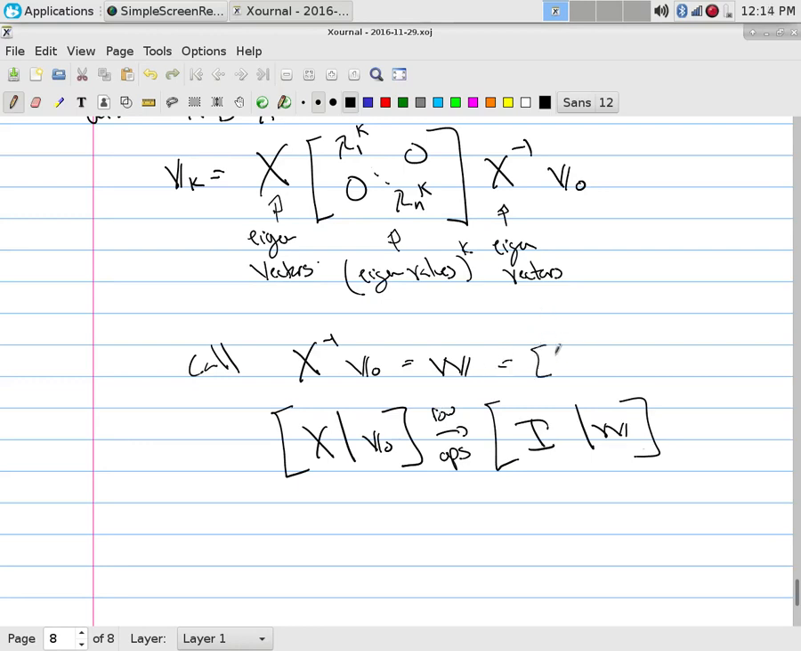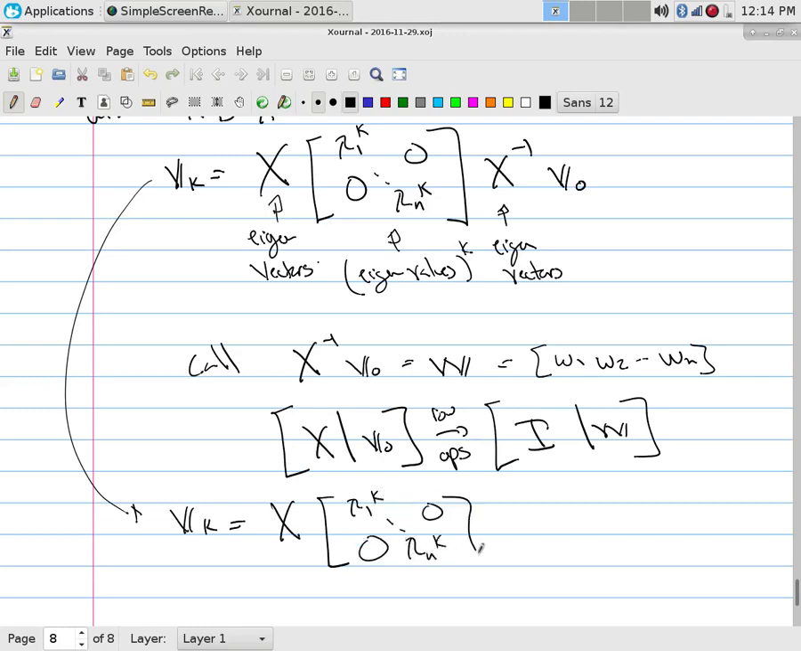But w is made up of w1, w2, up to wn. So we would do that, but that's just a straightforward row operation. Really what's happening is this vector is being multiplied by something, and it comes out as a nice clean vector. How do I find that nice clean vector? Just use row operations to do it. All right, so what does that mean about your next guy? Your next guy is equal to x times lambda 1 to the k, lambda n to the k, 0, 0, and then times w1, w2, down to wn, right?